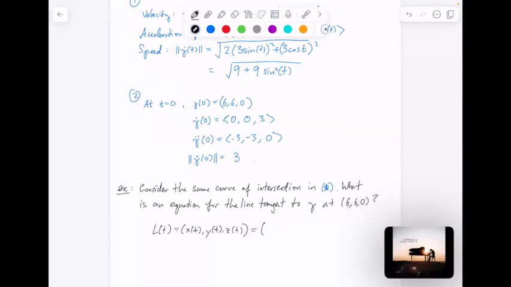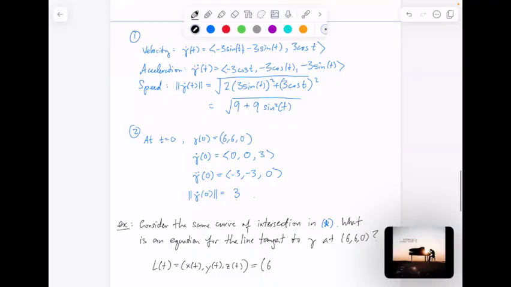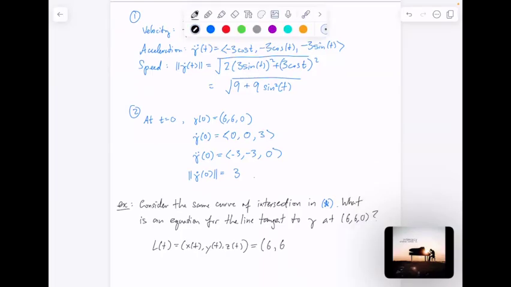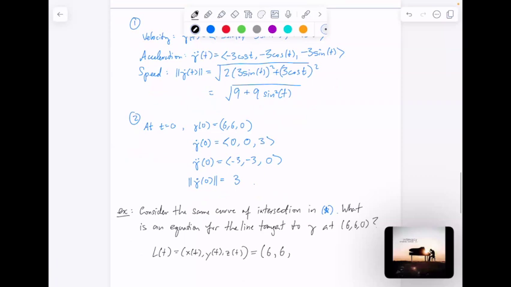The easiest way to write this is perhaps to make sure that at time equals 0, I'm at the point (6, 6, 0). So I just do 6 plus the direction vector at this point. That's my velocity at this point. My velocity is (0, 0, 3), so there's nothing in t for the first coordinates: 6 plus 0t, 6 plus another 0t. And then in the last coordinate, it's 3t.